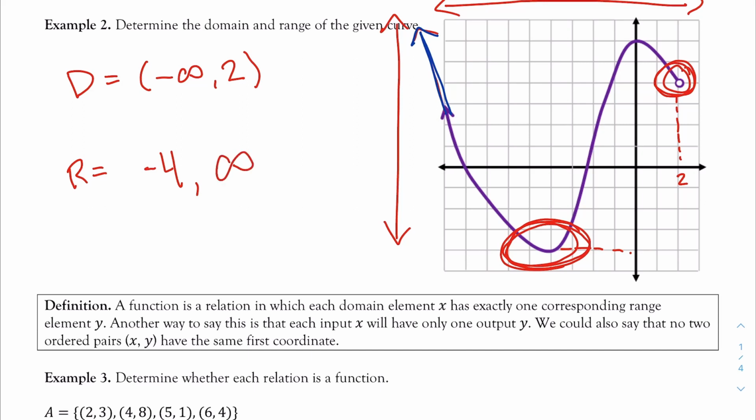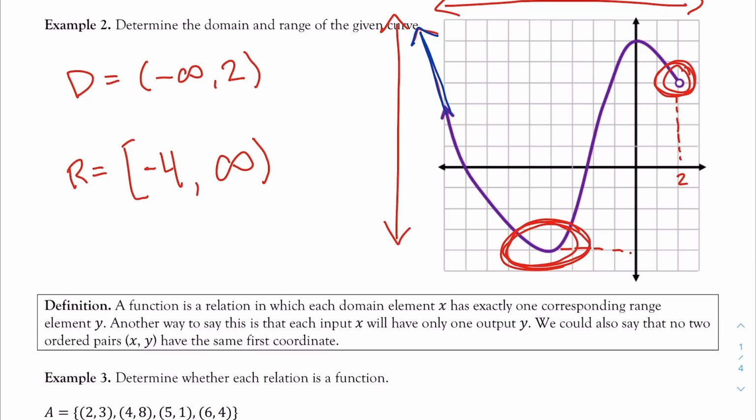And now I must put my parentheses or brackets as needed. Infinity always gets a parenthesis no matter what. And in this case, for -4, I'm going to put a bracket on -4, because here my graph actually touches y equals -4. So I have the domain and range of a graph.